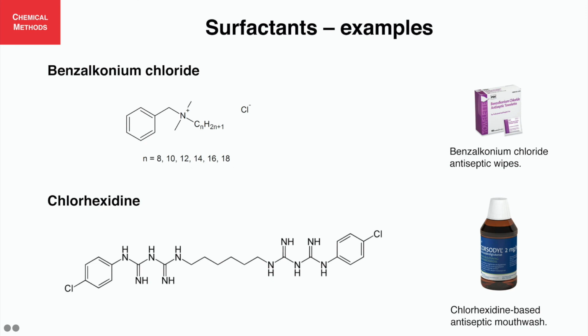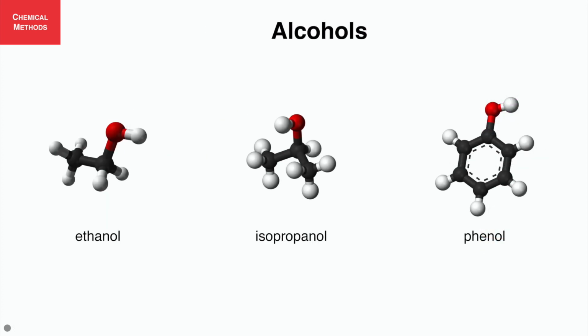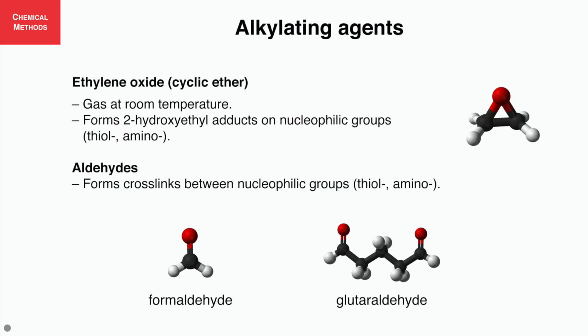Surfactants exert their antimicrobial activity by disrupting membrane and protein structures. These compounds can be used both as disinfectants and antiseptics. Alcohols work much the same way as surfactants by disrupting membrane and protein structures. Alkylating agents are highly reactive compounds that covalently modify biological molecules, which makes them highly toxic, and they can therefore not be used as antiseptics.